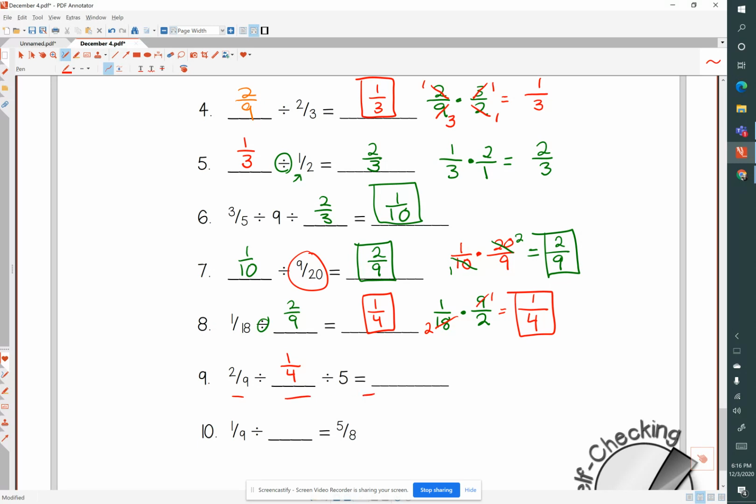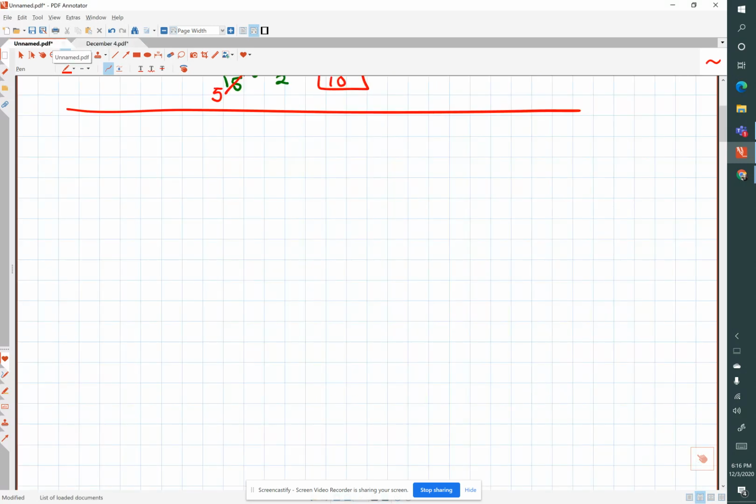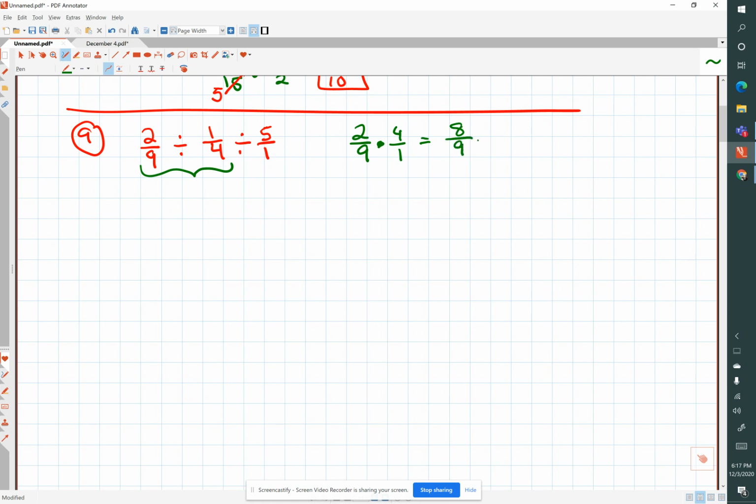And since we have 3 things to divide, I'm going to go ahead and do that on the next page. Number 9: 2/9 divided by 1/4 divided by 5. And I'm going to give that 5 a denominator of 1. So I'm going to start with the first 2. So I've got 2/9, change it to multiplication, flip 1/4 to 4/1. And I can't simplify anything, so I'm just going to multiply across. 2 times 4 is 8, and 9 times 1 is 9.